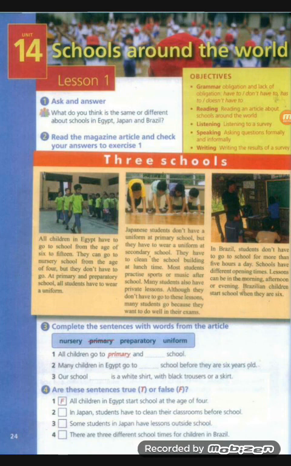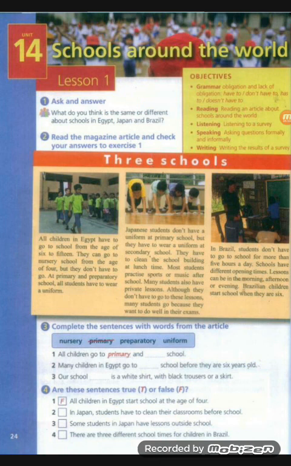Now we are going to read this paragraph. It compares three kinds of educational systems, or three kinds of schools around the world. Page 24, student's book. Read the passage carefully and then we're going to answer some questions. You have to read it silently, but of course علشان lecture هنا online, I'm going to read it myself. Are you ready? Let's start. All children in Egypt have to go to school from the age of 6 to 15. They can go to nursery school from the age of 4, but they don't have to go. At primary and preparatory school, all students have to wear a uniform.